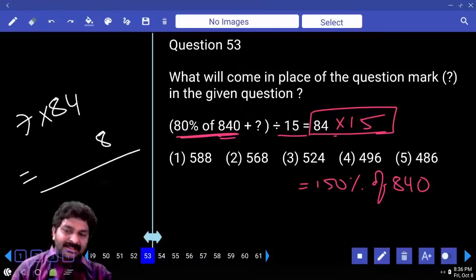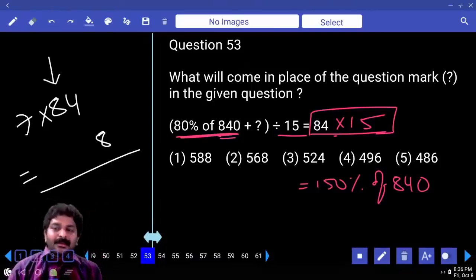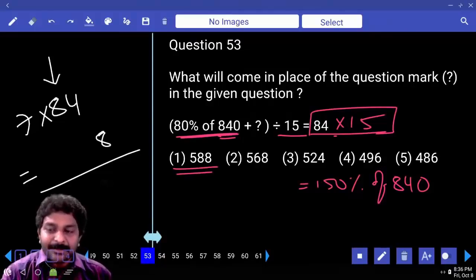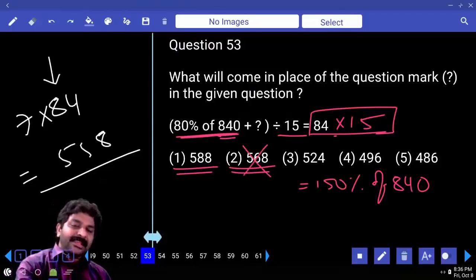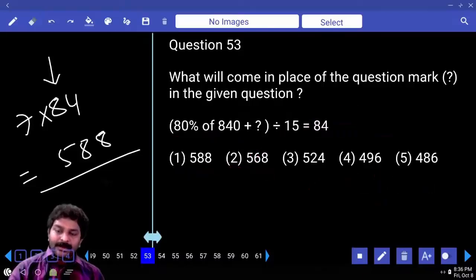So now look at this. 84. This is a multiple of 3. Come on. Then your number also must be a multiple of 3. Is your first option a multiple of 3? Is your third option a multiple of 3? First option, 588. Final answer. Next.